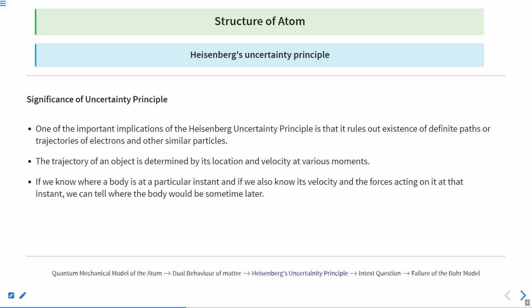Clear? The trajectory of an object is determined by its location and velocity at various moments. So if we know where a body is at an instant, and we also know the velocity and the forces acting on it at that instant, we can tell where the body would be some time later. So why is it important that we consider both the position and the momentum? If we don't, then you cannot know the accurate value or accurate position of that particle. Clear? Okay.